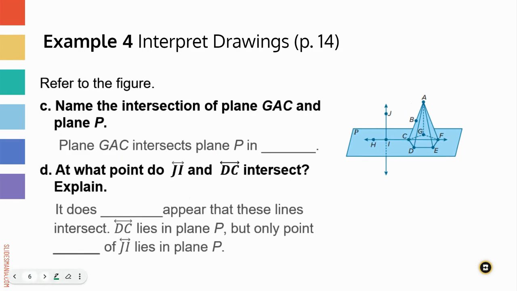In C, we want to name the intersection of plane GAC and plane P. So remember, plane P is this rectangular plane. And then plane GAC, right here. And they intersect in this line right here. And that is line CG. And we're going to put the line symbol over it.